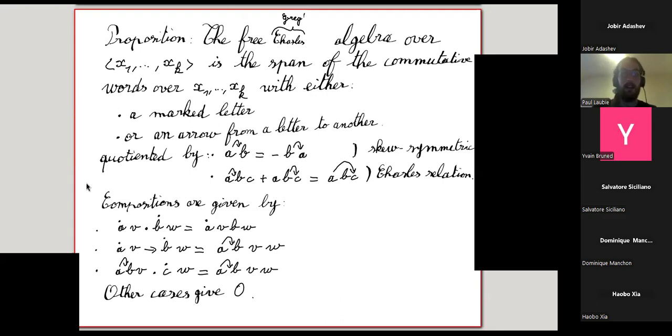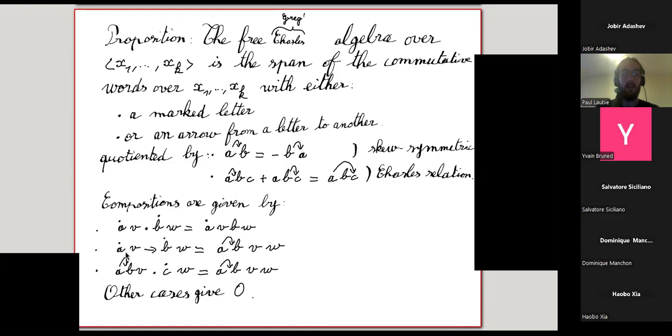So here we can ask what the compositions are, and the compositions are given by the following rules. The first one is exactly the same rule as in the permutative case. So we concatenate the two words, and we forget the marking at the right.